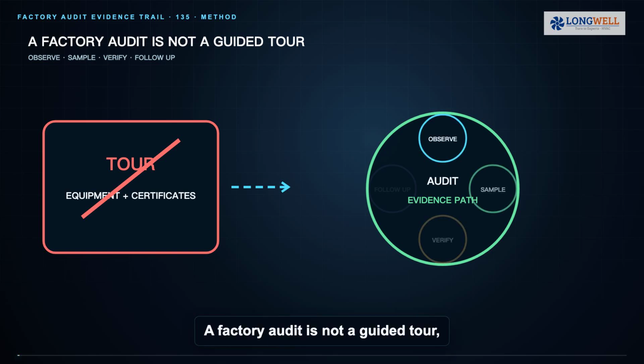A factory audit is not a guided tour, and a wall of certificates is not a conclusion. The purpose is to reduce a purchasing risk with evidence that can be traced, sampled, challenged, and followed up. Before the first video call or site visit, write the decision the audit must support.